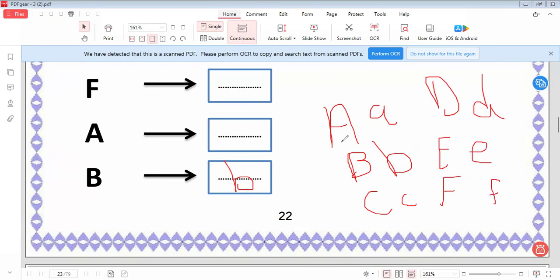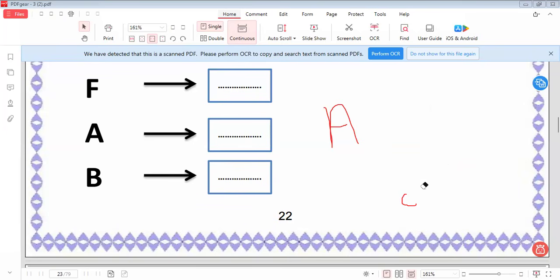So here we have capital A and small a. Capital B and small b, capital C and small c, capital D and small d, capital E and small e, and capital F and small f. Let's continue the rest of the exercise.